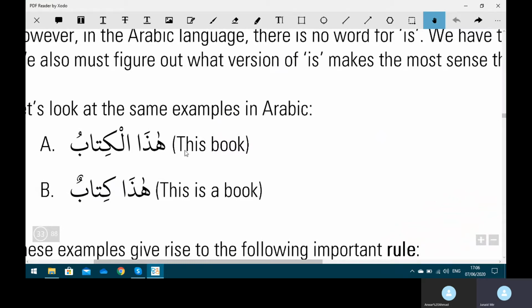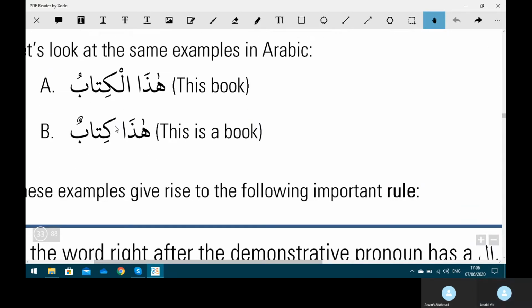So there's a demonstrative pronoun. After it, you put alif lam on the noun after it. That's how you make a fragment. You use the demonstrative pronoun plus alif lam. That makes a fragment. This means "this book." That's a fragment. It doesn't have a complete meaning.